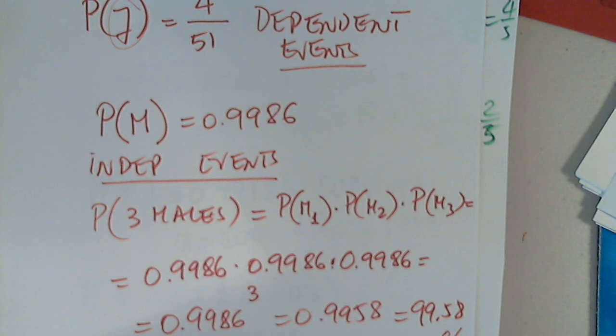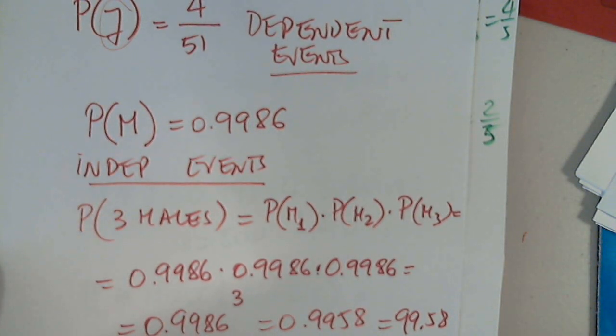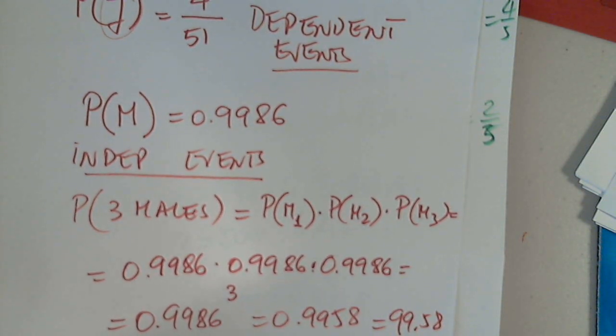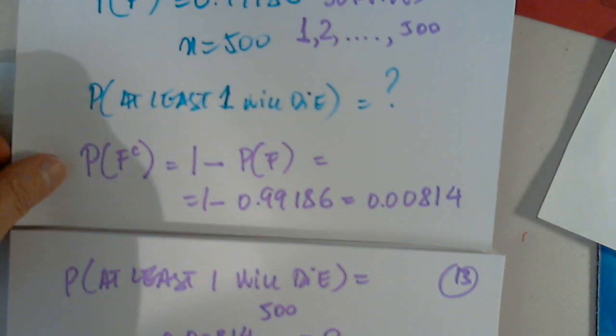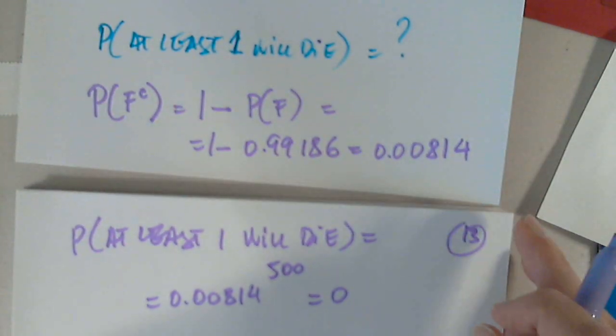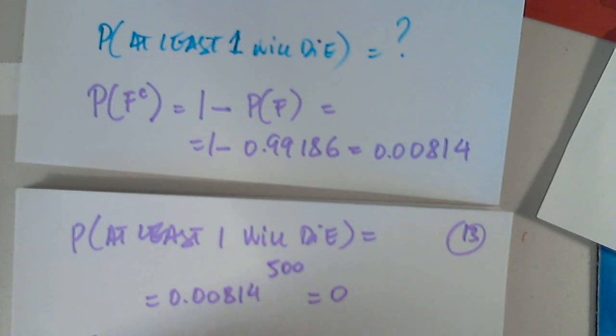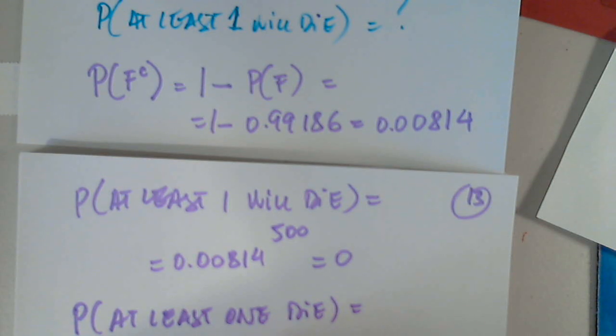Okay. Okay, is that better? So we could also, because the calculator cannot give me this number, determine the probability that at least 1 will die as 1 minus the probability. One minus 0.99186 to the 500.